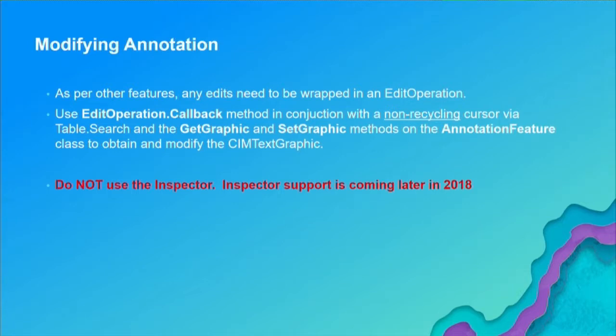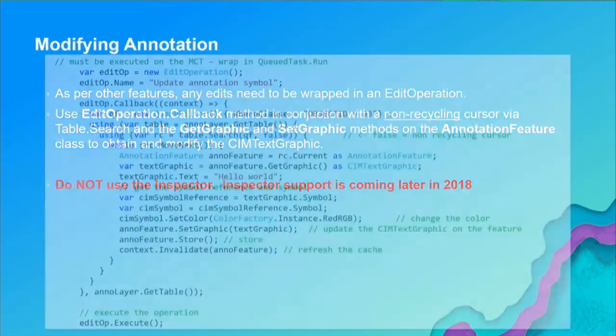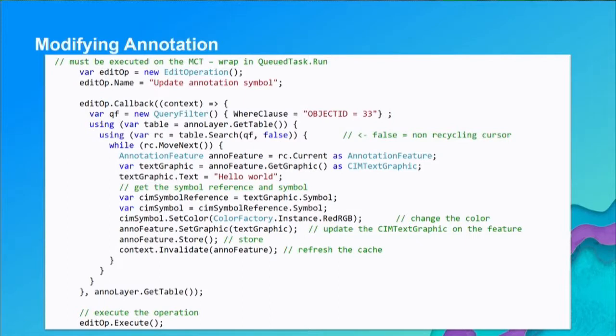So please don't use the inspector when you're doing annotation. Because of the feature class and the schema limitations, the inspector object really shouldn't be used. What you need to use is the callback method. You need to do a search on a table. You need to use a non-recyclable cursor. And you need to use the get graphic and the set graphic methods. Next, please. So here's a little code snippet of how you would go about modifying some annotation.